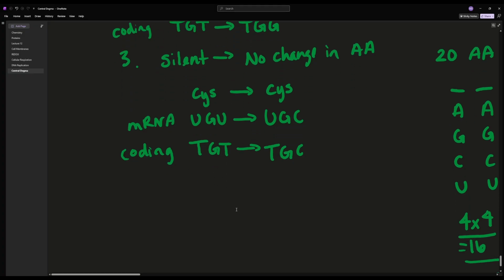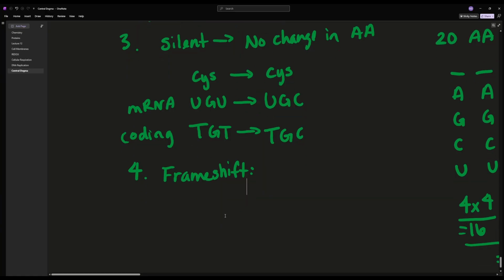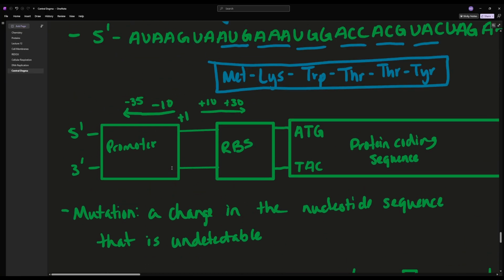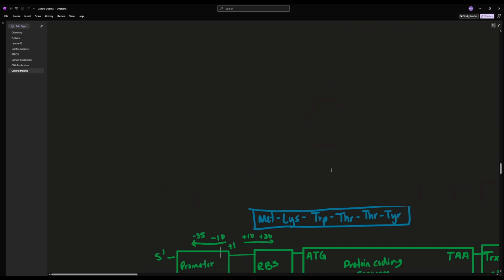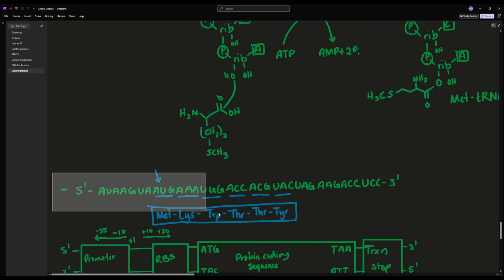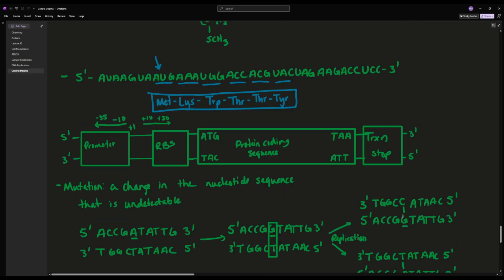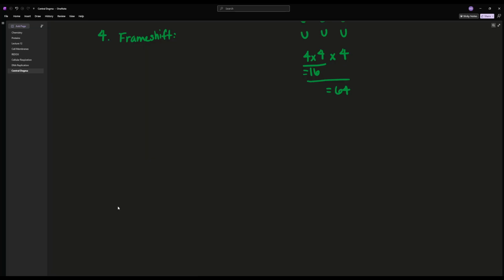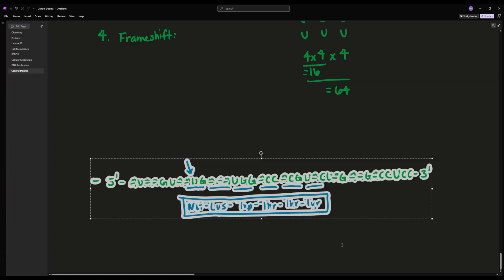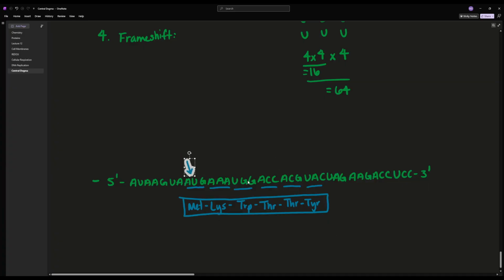All right, so back to our mutations. We have one more, and this is a frame shift mutation. And it does exactly what it says. It shifts the reading frame. So imagine we had, let's grab this sequence here actually. Let's copy this because we can use it to highlight what a frame shift will do. This was our original answer.